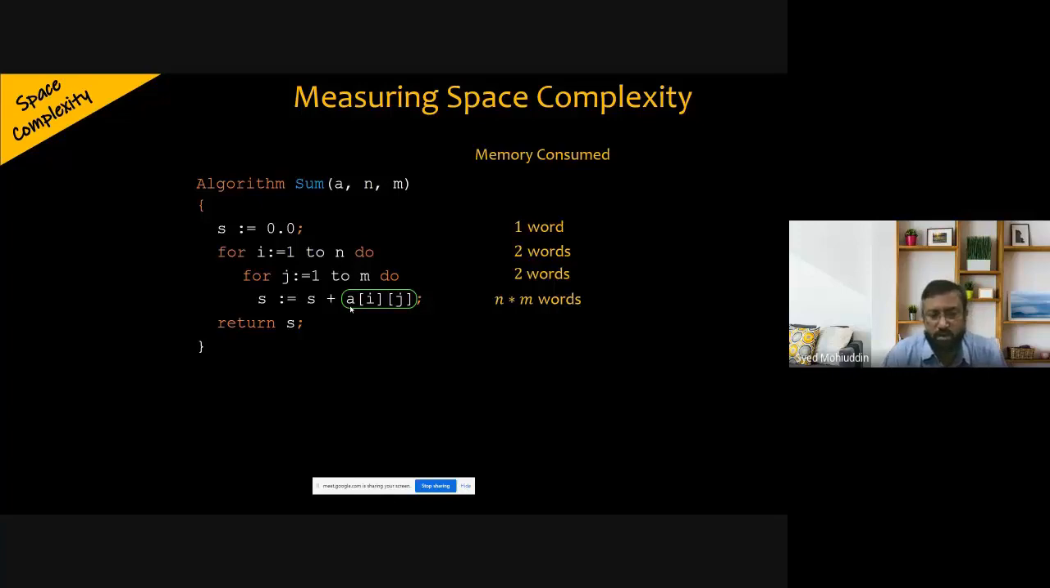So if there are no other local variables left, the total amount of space it occupies is SP of N, M, that is N multiplied by M plus 5. 5 is the number of words, 5 words. Now if we consider M and N to be equal, then it will be N square plus 5. That is the amount of memory occupied.